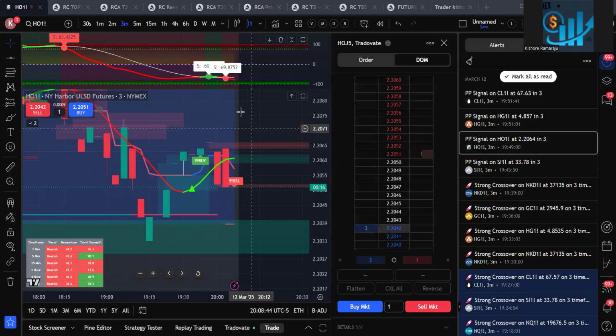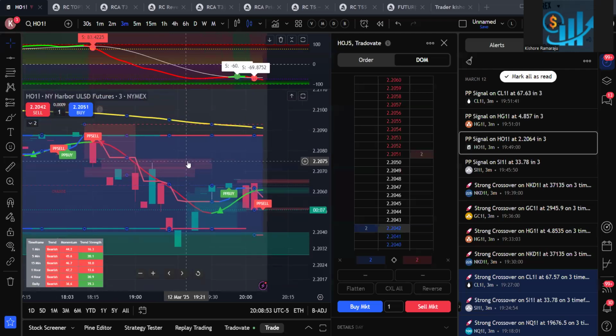Here we got a sell, but this is at the bottom, so we better ignore it. Whenever you get a sell somewhere at the top, that will be a good opportunity. Right here you got a sell at the top, and it went all the way down. That would have made $400-500 easily.